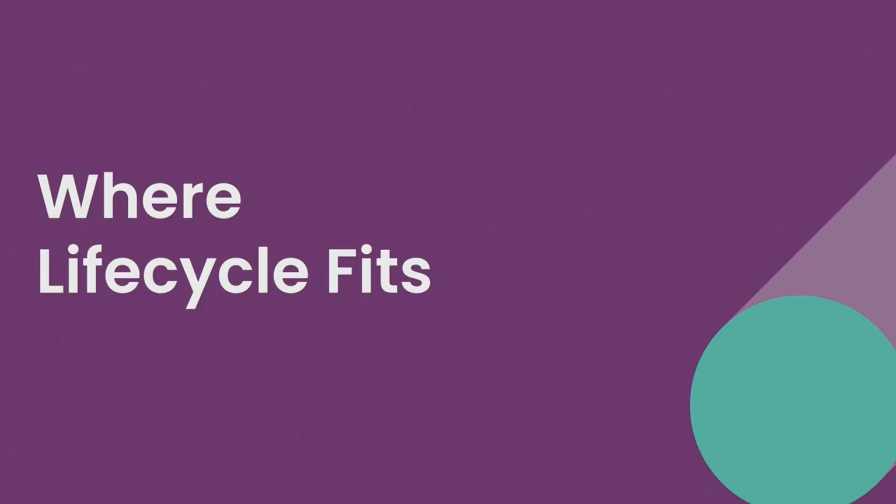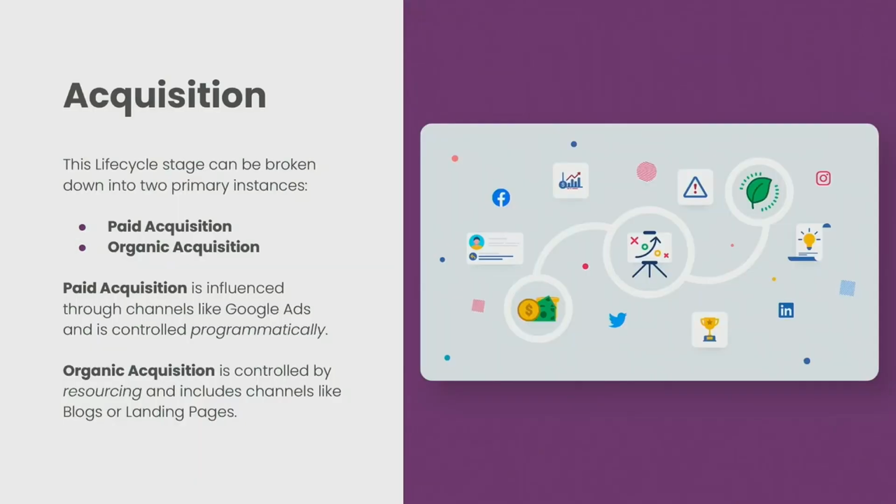Now, where a lifecycle fits, we'll expand on all of those different events here, because if we didn't, we wouldn't be doing a proper representation of what matters. Acquisition can be broken down into two different buckets: paid and organic. Paid acquisition, we can control programmatically. Organic, we can typically control through resourcing. Resourcing being people, of course, but you can also do a lot of fun stuff with AI these days, which can help augment a lot of those people resources.